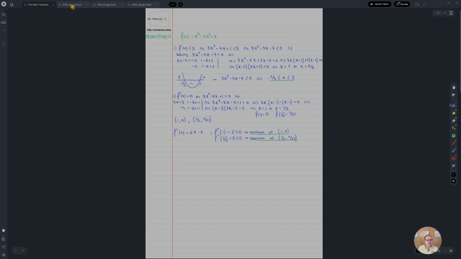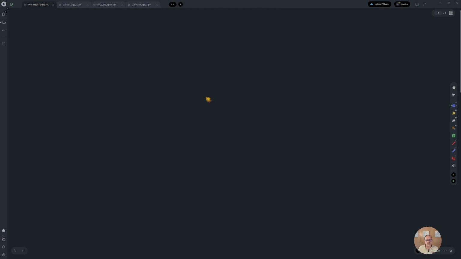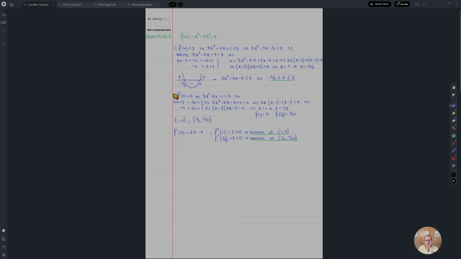Okay, then the second question, find the values of f of x at the 2 stationary points on the curve and determine the nature. So what is this? This basically is asking me to differentiate the function and equal it to 0, and solve it. That's what I did. And the x coordinates of the stationary points are 1/3 and 1.